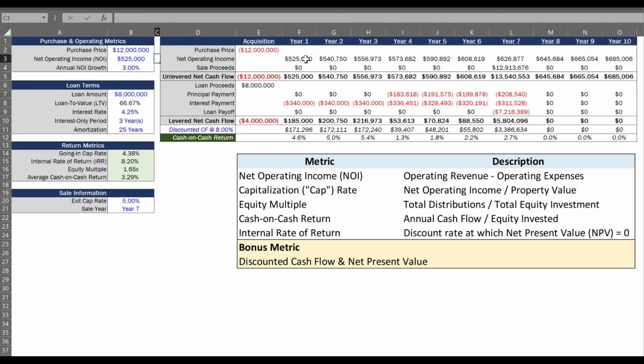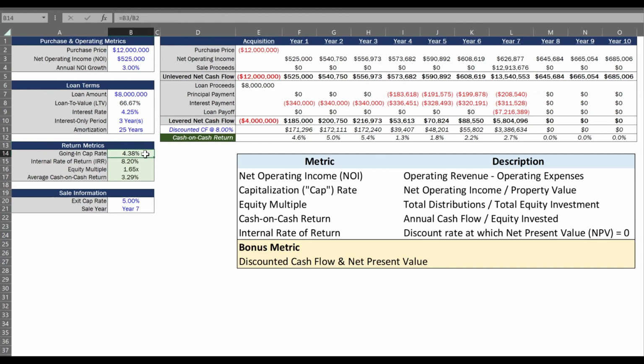So now let's get into the actual return metrics. And the first one that we're going to talk about is cap rates. So what is a cap rate? Well, simply, it is a formula that tells you the return on investment that you can expect from a property based on the amount of income that it generates. So the formula is really simple in this chart here, and it's NOI, or net operating income, divided by the property value or purchase price.